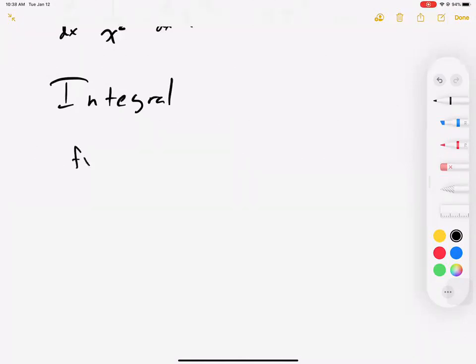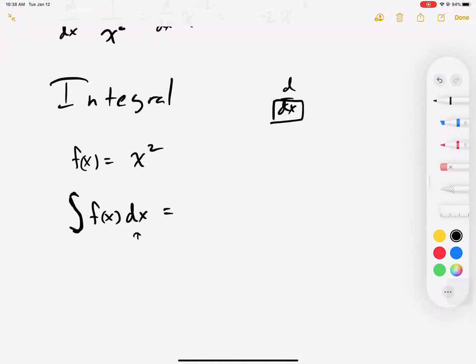F of x, let's say this is going to be x squared. And then I want to take the integral, and we write the integral with this long s symbol here. If I take the integral of f of x, we have to say what variable this is in terms of. Just like when we took the derivative and wrote d over dx, we said we're taking this in terms of x. So we have to say which variable we are working with. That's dx here. So if I rewrite this problem, it'll be the integral of x squared dx.